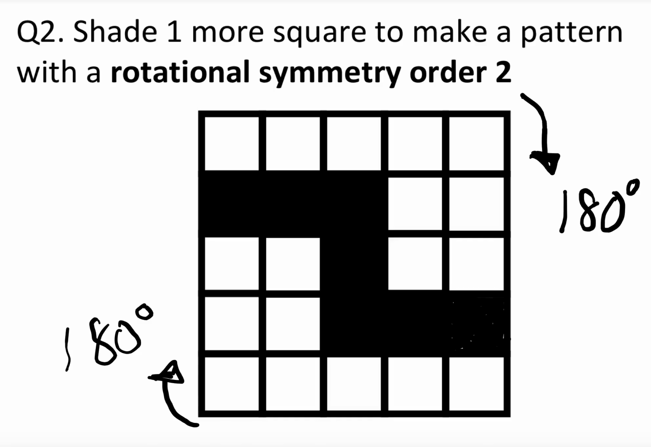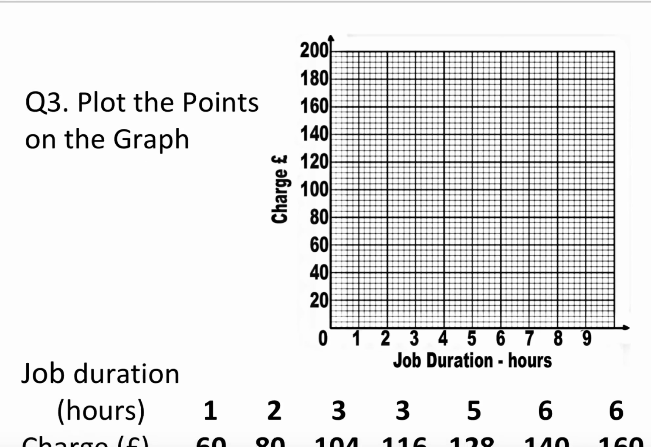So by shading that missing square in there, bottom, second one up from the bottom right, we create a rotational symmetry of 2 for the same image. I hope that's clear. Let's move on to the next question.